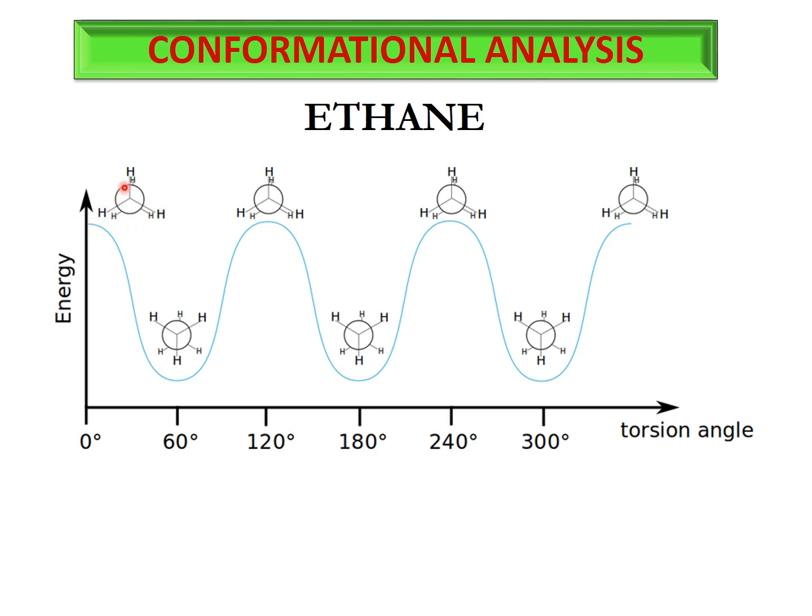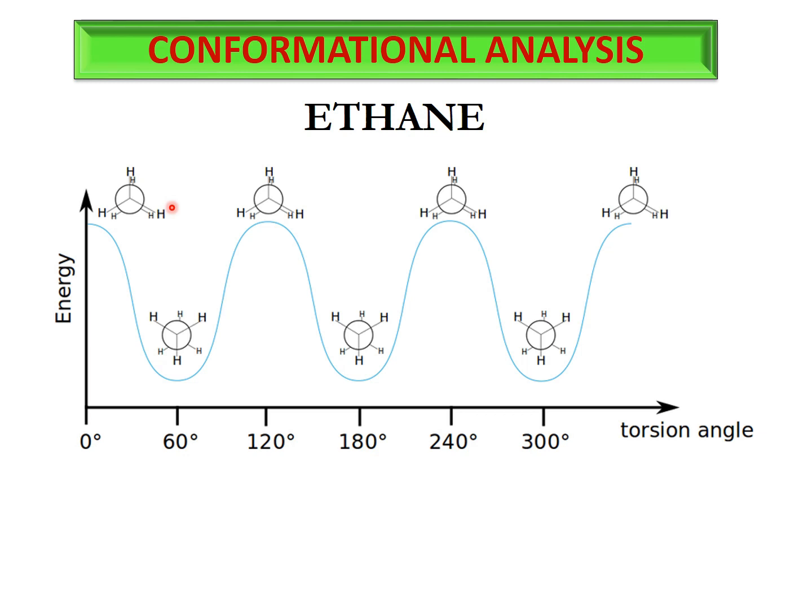And then rotation through 60 degrees will convert this eclipsed conformation into a staggered conformation, and that will lower the energy of the system, and the energy goes down. Then another rotation will take it higher, another 60-degree rotation will take it lower, then a 240-degree rotation, a 300-degree rotation, and finally a 360-degree rotation will give you the original molecule.